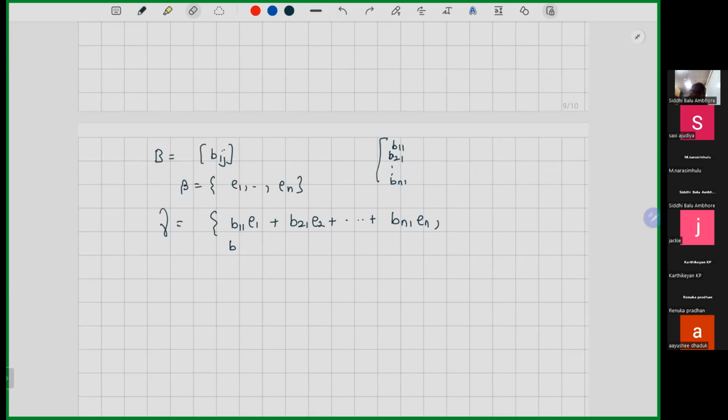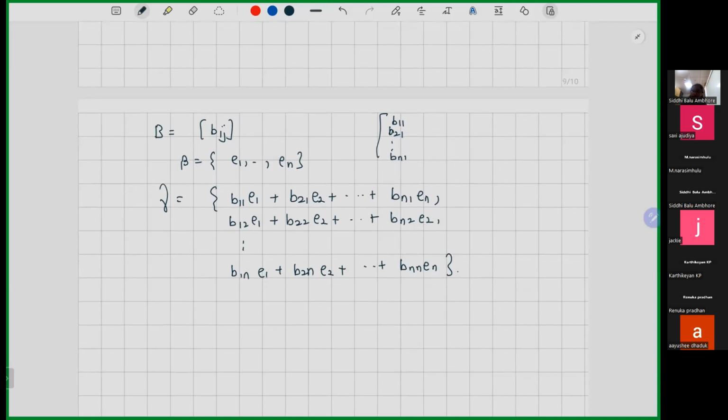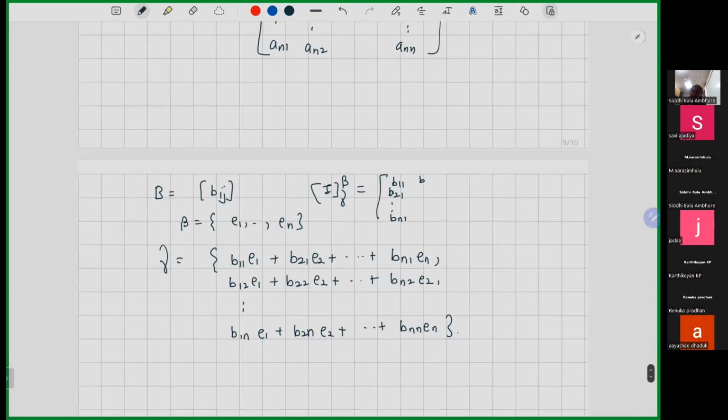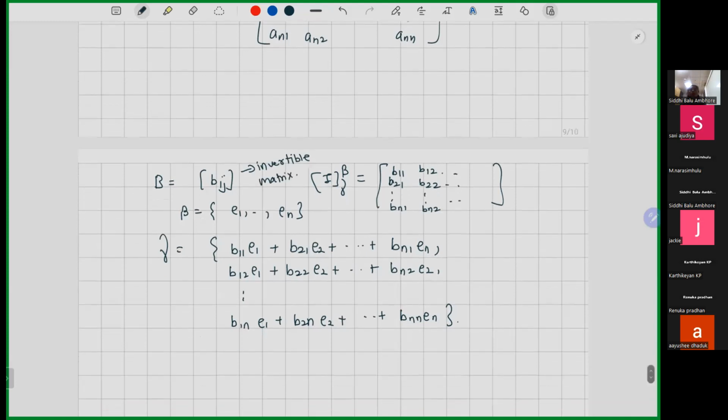Let me just finish writing this. The second element is B12 E1 plus B22 E2 and so on, Bn2 En. And the last column is B1n E1 plus B2n E2 and so on, Bnn En. So for this, again, if I write the matrix corresponding to this beta and gamma, gamma beta, it will be B12, B22, Bn2, and so on. I hope this is clear. Any doubts here? This beta and gammas would work for this invertible matrix. Any doubts now?